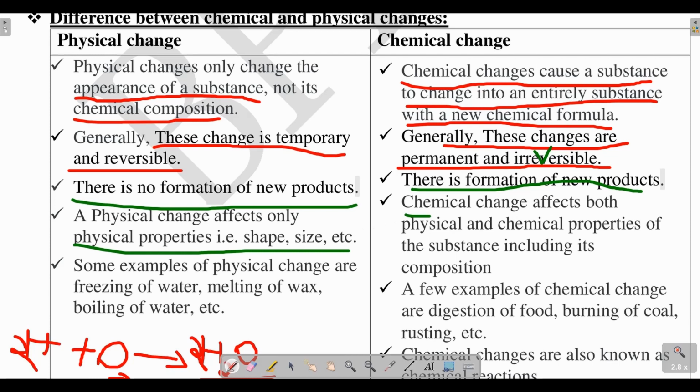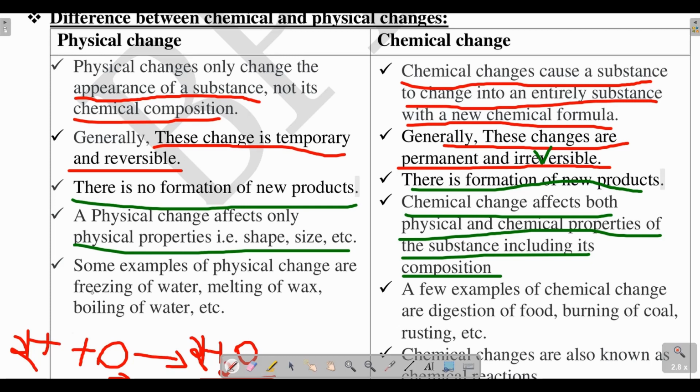While in case of chemical change, it affects both the physical as well as chemical properties of the substance, including the composition. For example, if you are going to burn a white paper, what will you get after burning? The ashes will be black in color. Clear? So color is changing. That means chemical properties, also physical. The size, everything: the paper was actually plain, but after burning it becomes powder. So both physical as well as chemical properties will change.